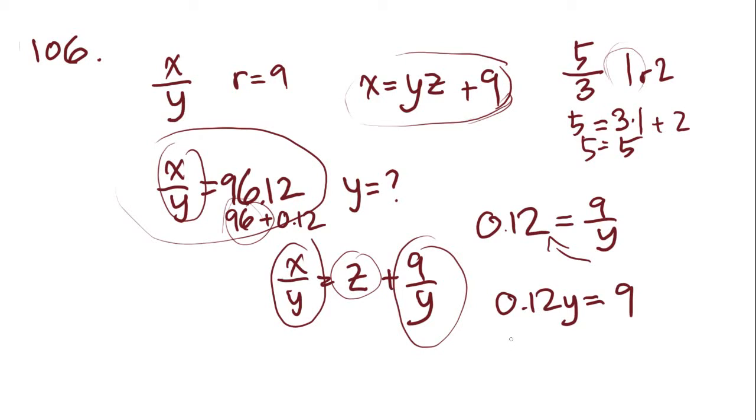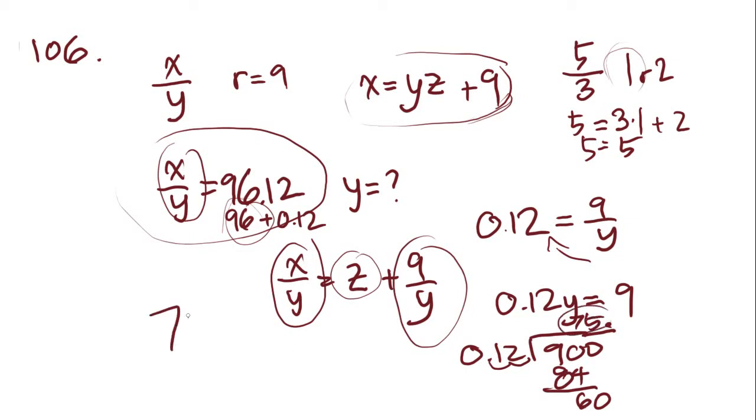And what you should get at the end of this is, well, let's solve it. 9, move over the decimal place 2 times. Boom, boom. And you get 900 divided by 12. 12 goes into 90 seven times, 84, 6, bring down the 0, 60, 12 goes into it 5 times. So you get 75. 75 is going to be your answer. And that is answer choice B.